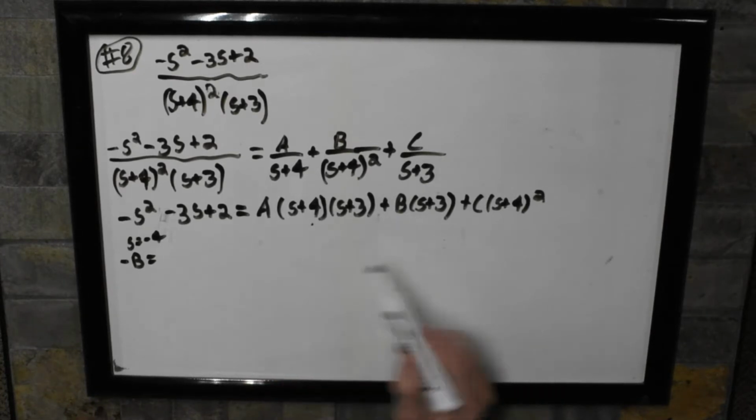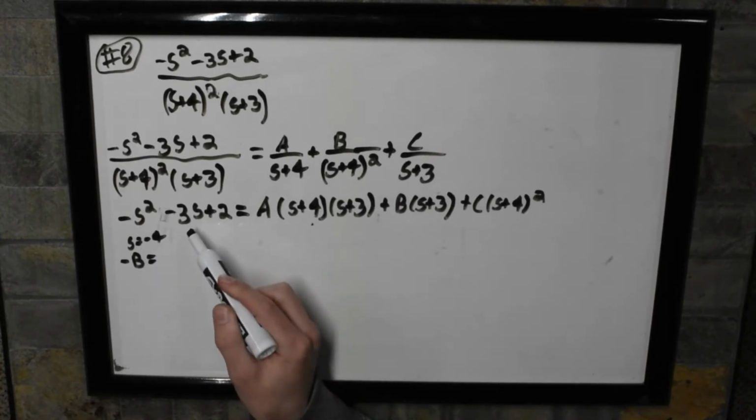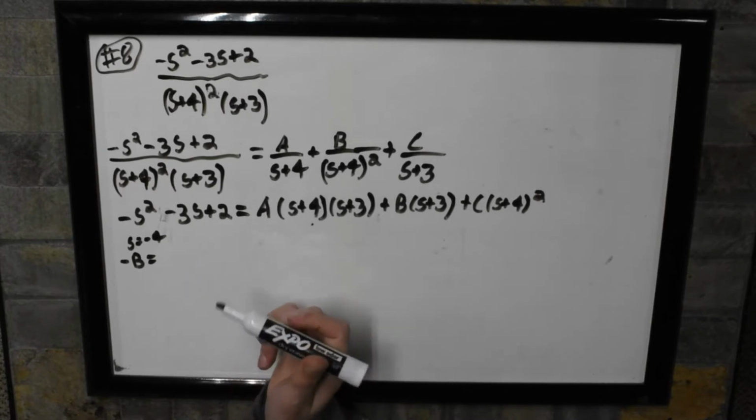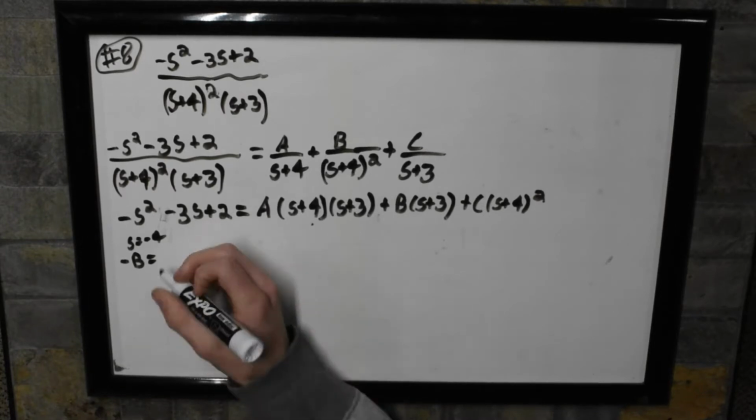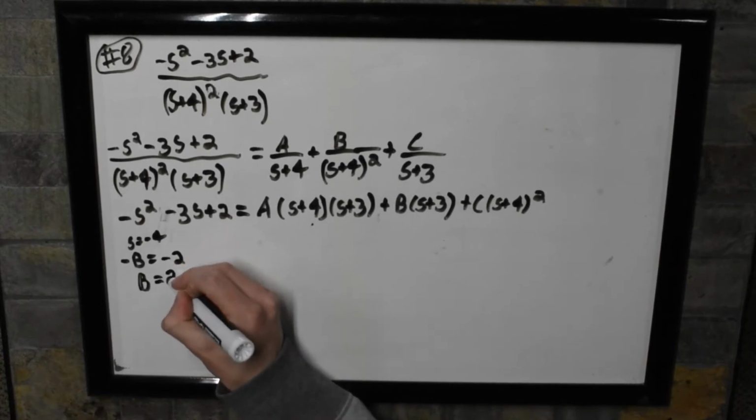Oh, that can't be right. Let's see here, negative 4, so we get negative 16 plus 12, so negative 16 plus 14 is negative 2. That's better. B is equal to 2.